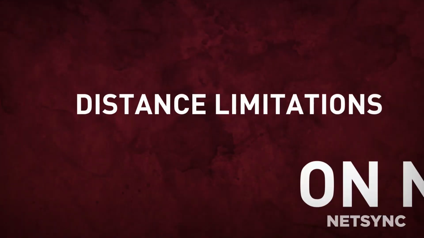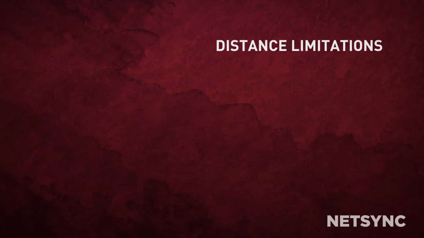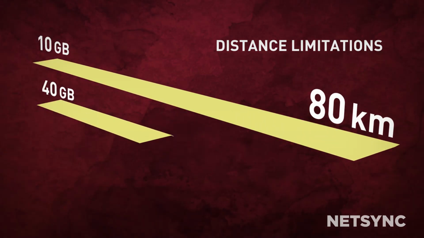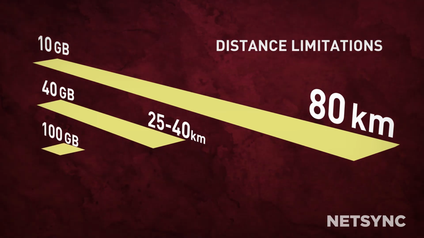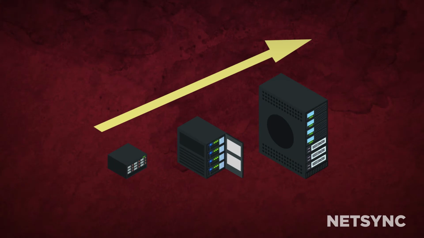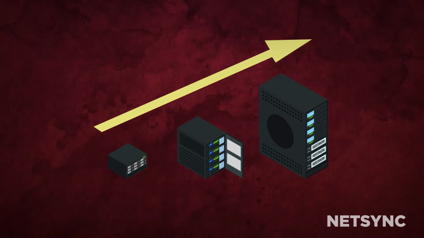There are distance limitations on networks as they grow as well. 10 gigs will reach up to 80 kilometers. However, 40 gigs will be limited to 25 to 40 kilometers, and 100 gigs will be limited to 10 kilometers. And much more powerful core equipment is required to run these high-bandwidth networks.